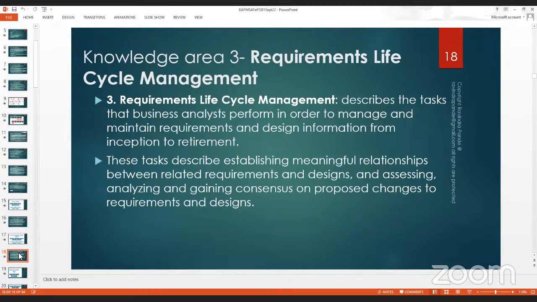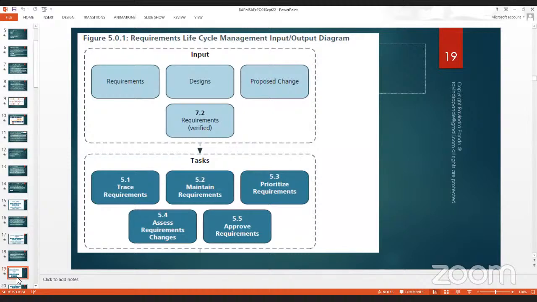Okay. Let me move to the next slide, where we'll try to understand the input, processing, and output perspective of requirements life cycle management. This is the third knowledge area which we are reading from the book. The inputs are requirements. Here they have not mentioned needs, they have mentioned requirements, which are an evolution of the needs.